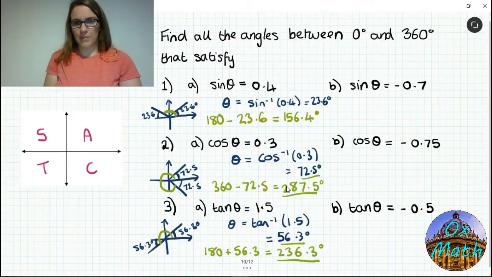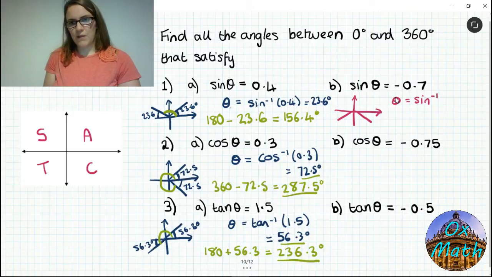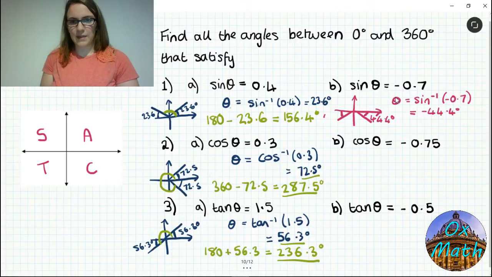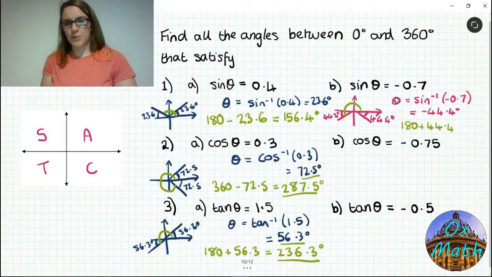So number 1b, this time we've got sine theta being negative, which means it is going to be in the third and fourth quadrants, where sine is not positive. So if we use our calculator to find our first angle, inverse sine of minus 0.7, that will give us an answer of minus 44.4 degrees. So that tells us that this angle here is 44.4 degrees. So by symmetry, this angle here is 44.4 degrees. So in this case, we can find this angle by doing 180 plus 44.4 degrees, which is the same as doing 180 minus our negative 44.4 degrees. So that gives us 224.4 degrees.